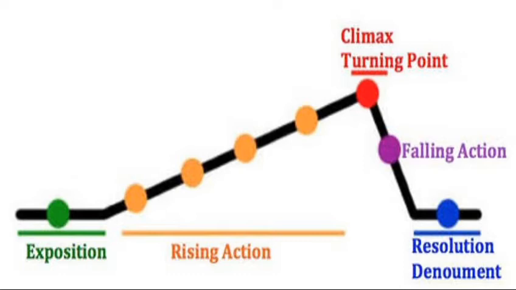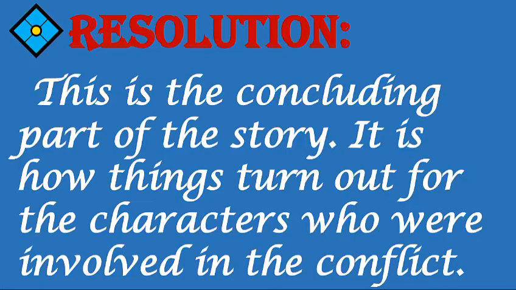diagram with purple color. So the falling action leads to the resolution, and the resolution is the concluding part of the story. This is where all loose ends are tied. This is how things turn out for the characters who were involved in one conflict or the other.